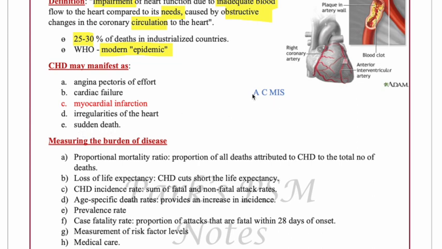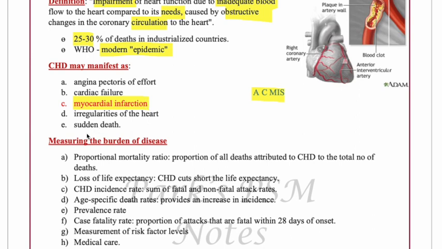So, ACMIS: angina, cardiac, myocardial, irregularities, sudden. These can be remembered by ACMIS. Among these, myocardial infarction is very important to remember, as this is very specific to CHD.